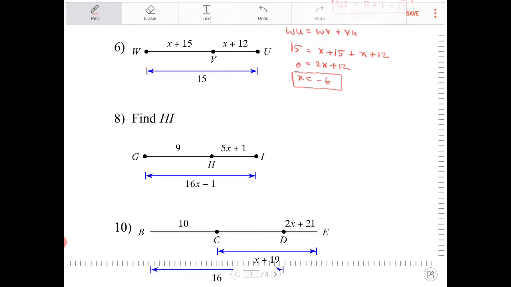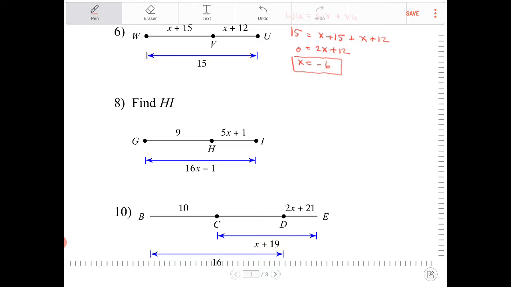Things are getting a little more challenging. Find HI. So I know that GI is equal to GH plus HI. If I add GH and HI together, I'll get GI. And I know GI: GI is 16x minus 1. Even though we don't know the full length of GI, that's okay, because we have an expression representing the full length. GH is equal to 9, and HI is 5x plus 1.